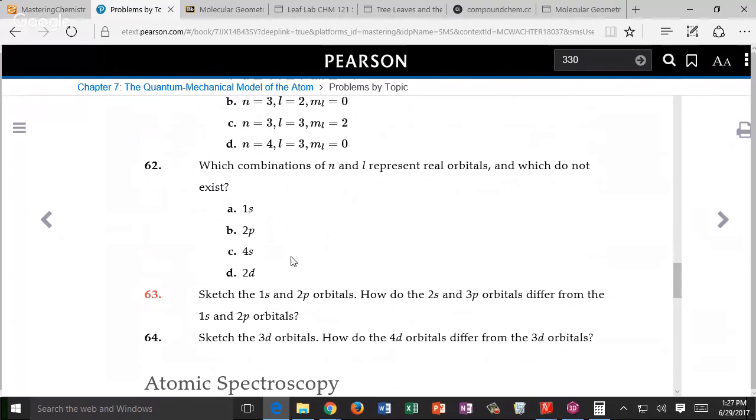So we could say that the maximum value that L can take is N minus 1. If N is 2, that means that the maximum L is 1. But D represents an L of 2. So that violates that rule. But however you came to that conclusion is right. So are the other ones all possible then? Are those all real orbitals? Yes, they are. You can have P's start in the N equals 2 because then L equals 1, and the S's are in all additions.